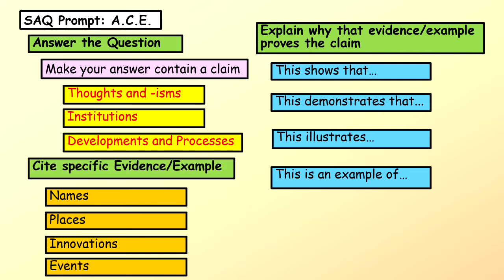Then you're going to cite specific evidence and examples. And like I said, in my mind, evidence and examples are the same thing. Now you want to drill down and go for names, places, innovations, and events. Finally, explain why that evidence, that example, proves the claim with phrases like, this is an example of, this shows that, this demonstrates that, this illustrates.